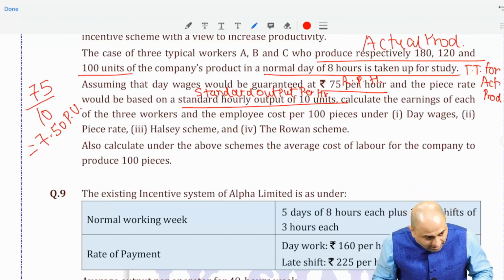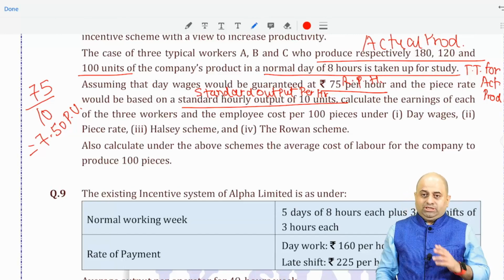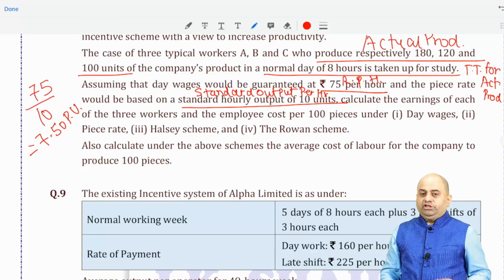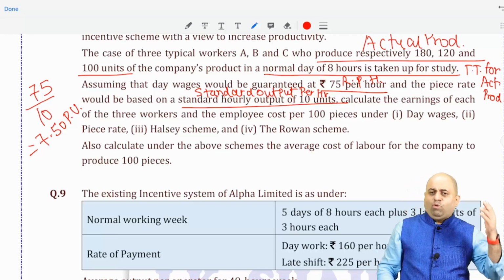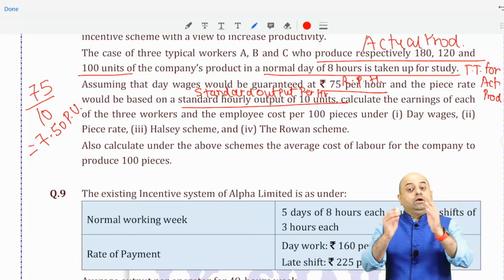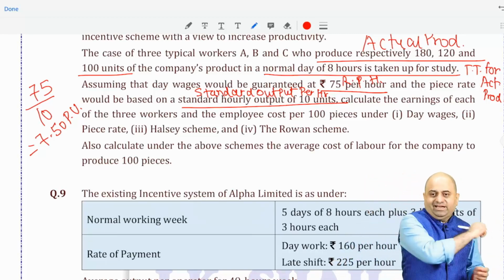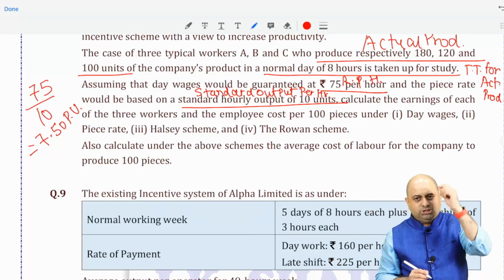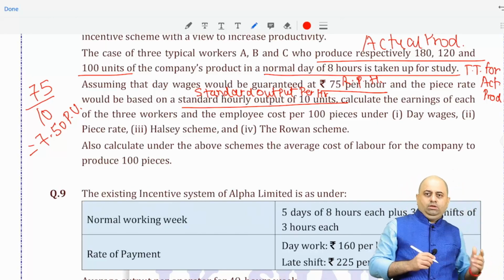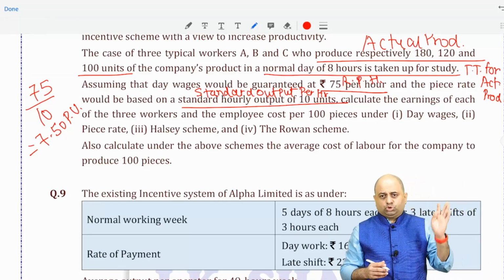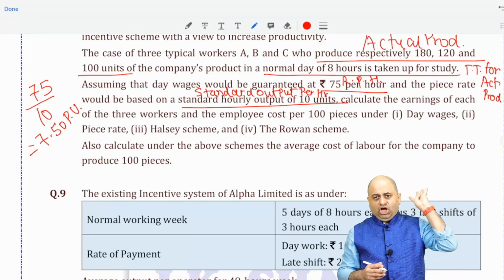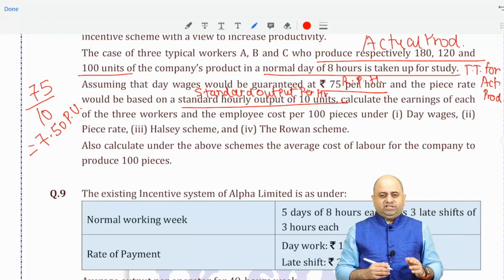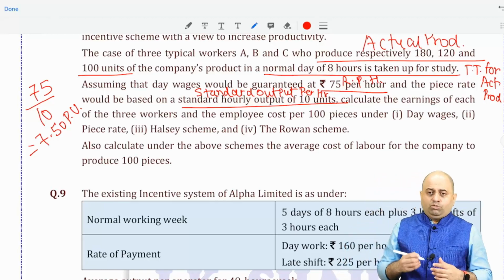There is no doubt about that. Such a question can be really important. But then again, we calculate wages under LC row 1 day wages. Day wages will be time taken into rate per hour. Day wages itself will become your basic wages in this question. But then you are supposed to calculate 3 workers' wages under 4 different schemes. Naturally, it will be a long problem.